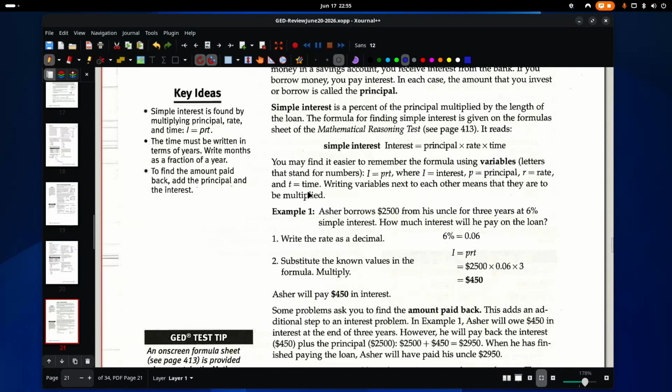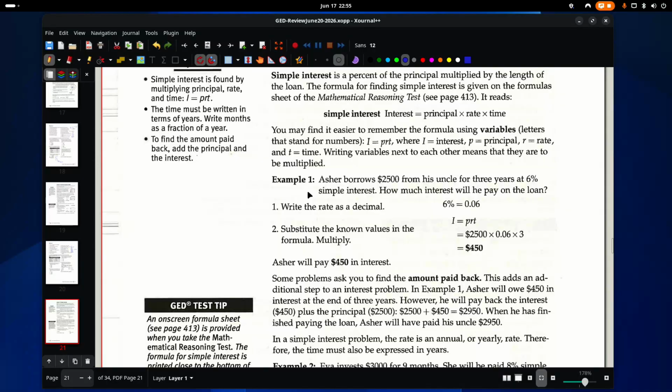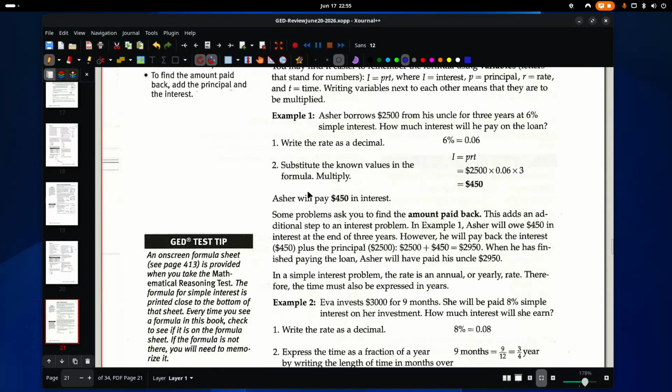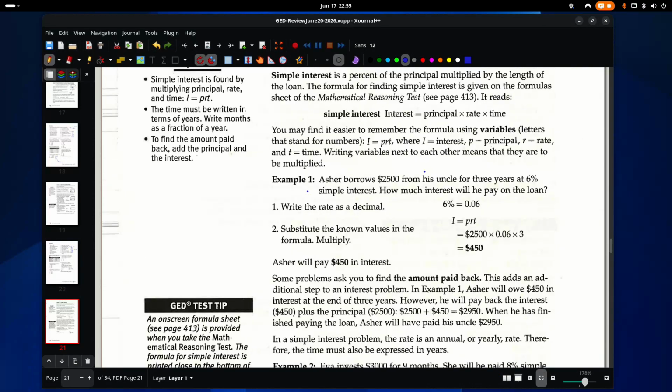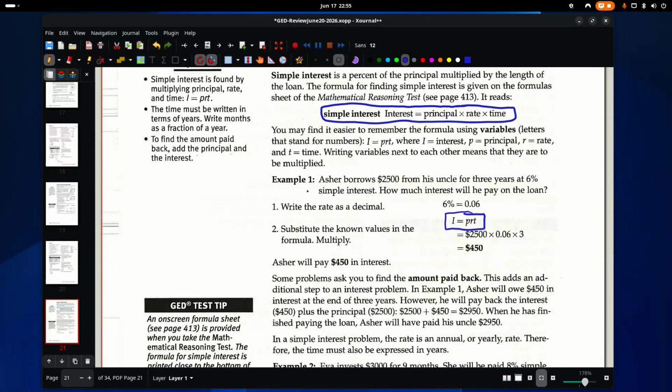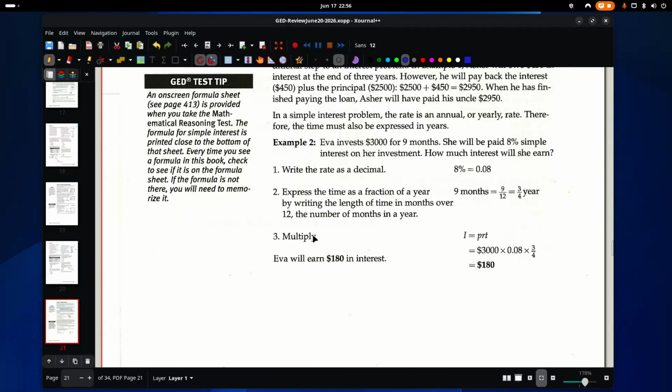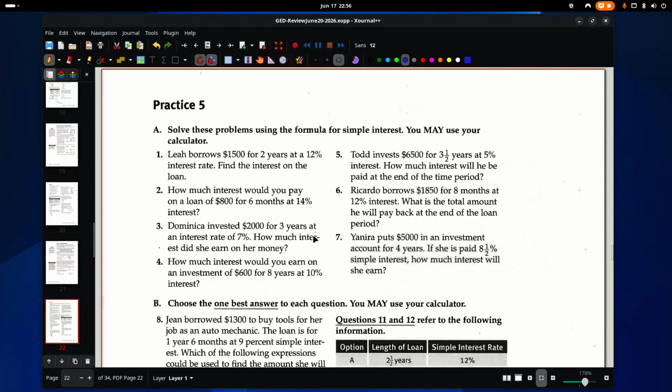All right, simple interest. So this is building upon the idea of percentages. To calculate simple interest, we have I equals PRT, which is principal times rate times time. So there's your formula. Or if you want the short form, I equals PRT right there. And so let's take a look here. Maybe we could do an example or two.